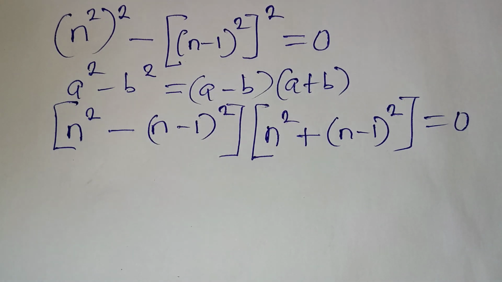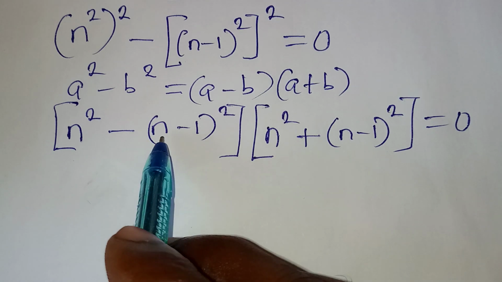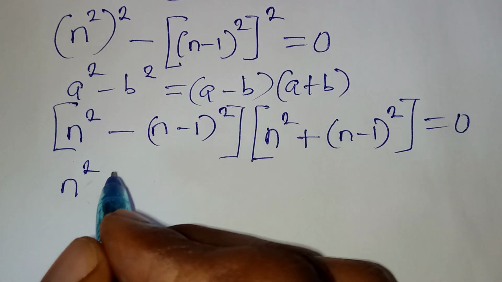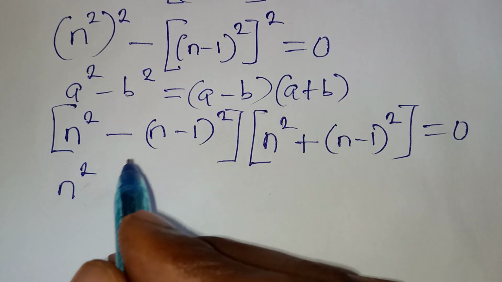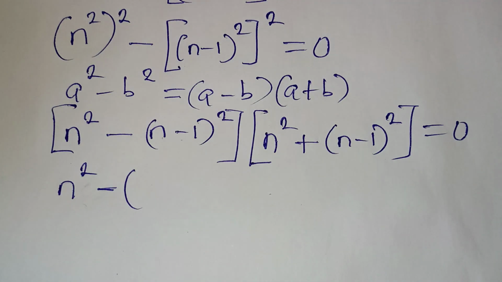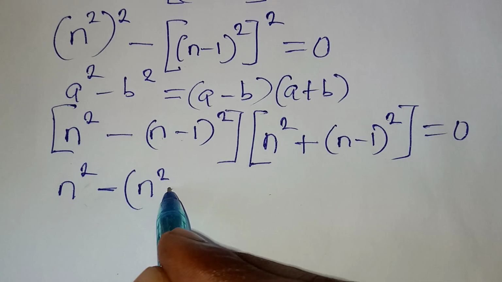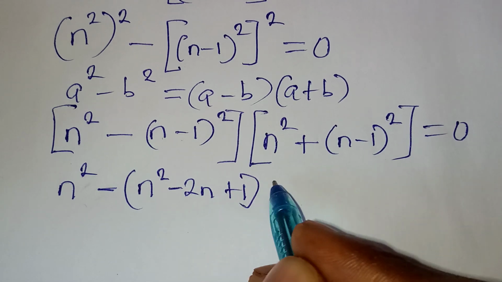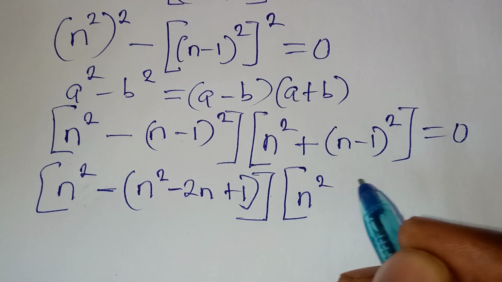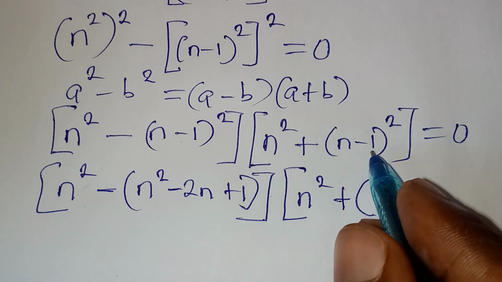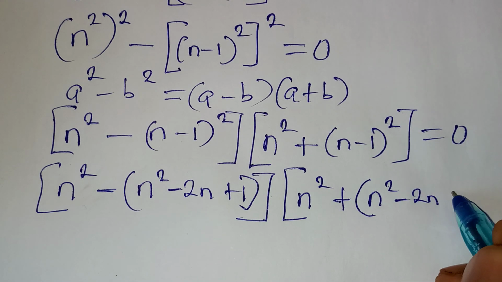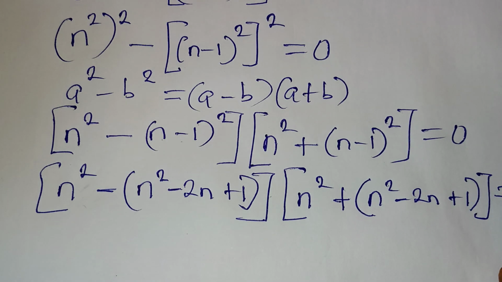Okay, so what will I do next? I'm going to open the bracket inside, n minus 1 squared. So this is going to give us n squared. Then if you open what you have here, n minus 1 squared means n minus 1 times n minus 1, and that will give us n squared minus 2n plus 1. Close this bracket, and then we go to the other. We have n squared plus, open this, then if I expand this again, I'll have the same n squared minus 2n plus 1. Then everything equals 0.